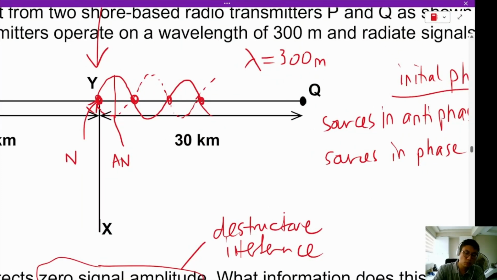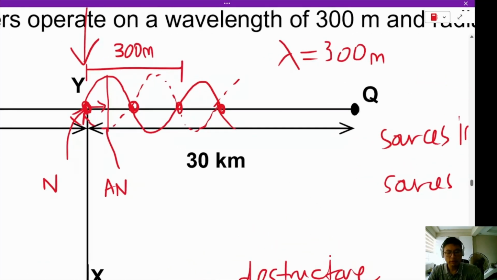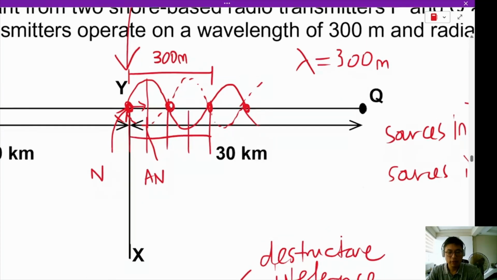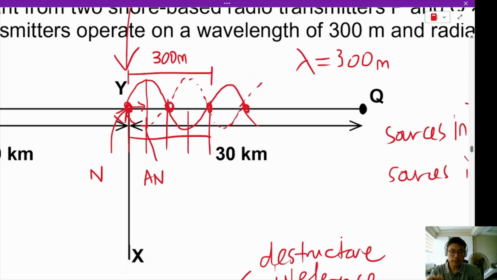So how far did the ship move from the node to the antinode? Well, the wavelength of the wave is 300 meters. So if the wavelength of the wave is 300 meters, what is the distance between a node and an antinode? You can see that the distance between a node and an antinode will be 1/4 of the wavelength. Let me repeat again. The ship started off at Y, where it detected 0 amplitude. That means that it's a node. Then it moved towards Q until it detected maximum amplitude, which is an antinode.